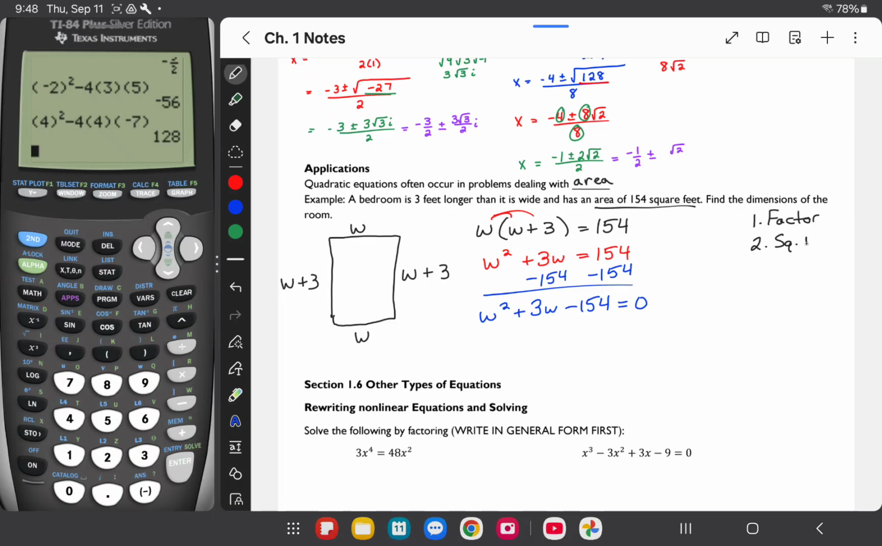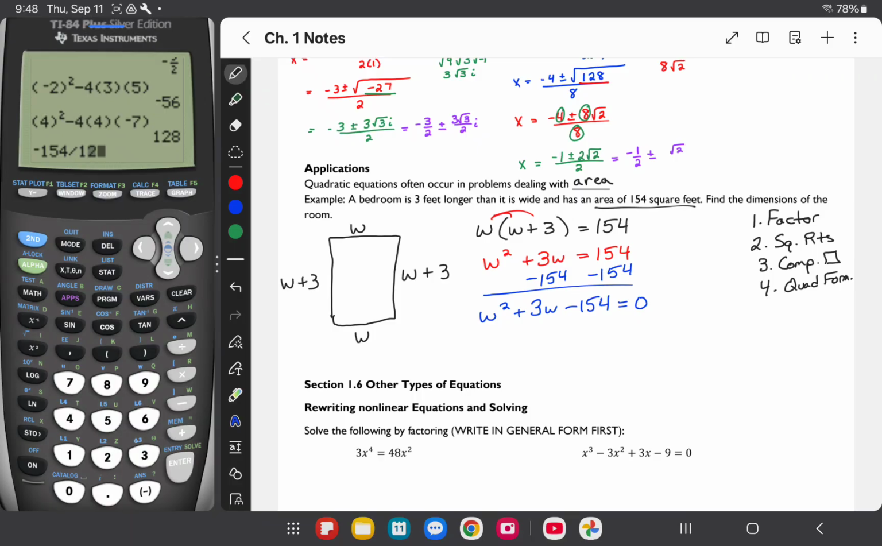Second would be solving by square roots when possible. Third would be using completing the square. And as a last resort, we can solve any quadratic equation we'd want to using the quadratic formula. So first, let's see if we can maybe factor this equation. We're looking for numbers then that multiply to be negative 154 that would also add to be 3. So let's try some different numbers here, dividing negative 154, knowing that the numbers are going to have to be close together.